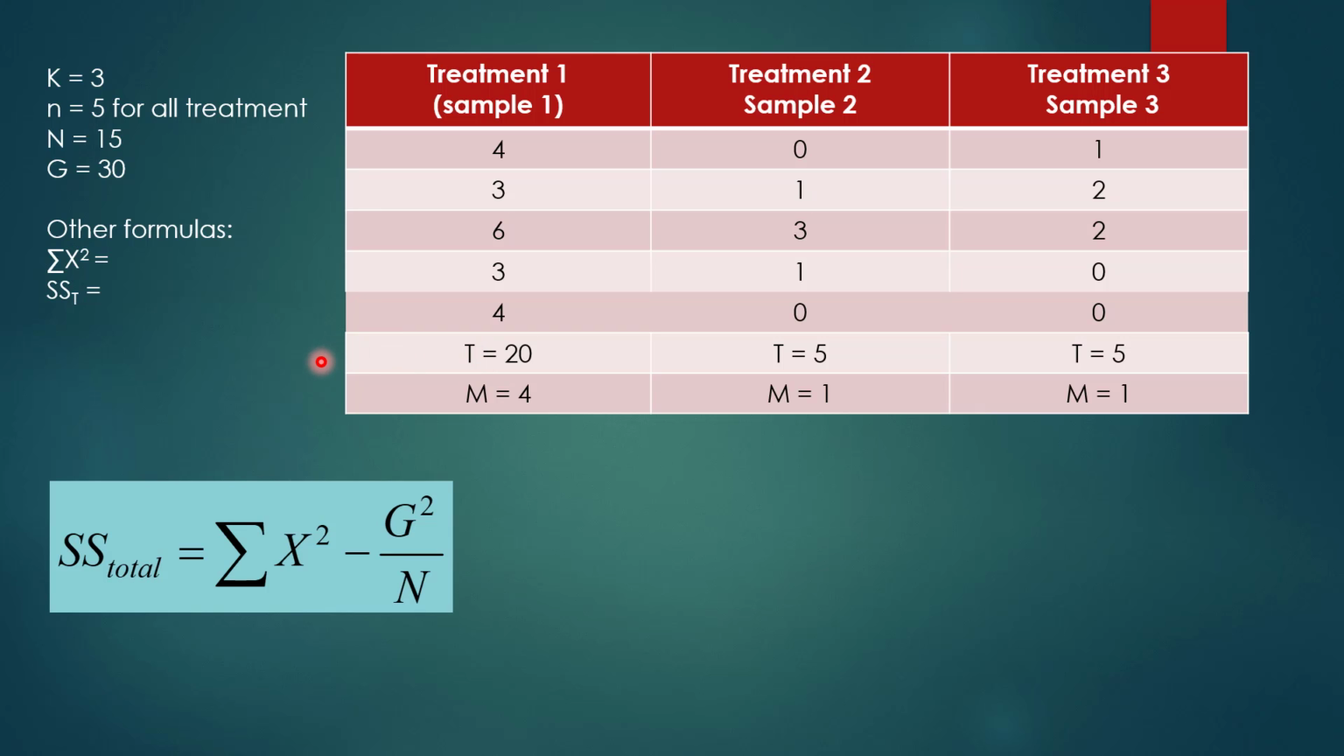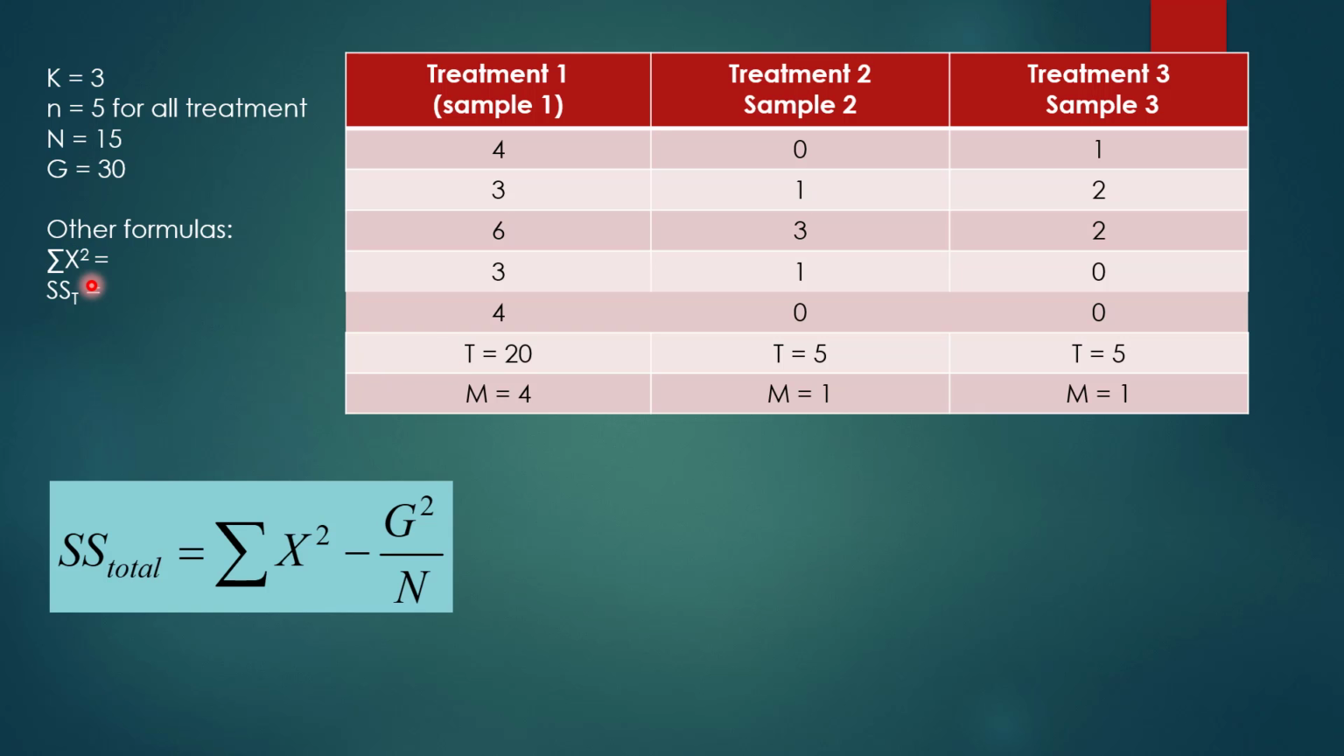All right, so back to the example from the previous video. We know that K is 3, meaning we have 3 different treatment groups. We have an n of 5 for each treatment, so that small n is the number of individuals in a given treatment. The big N is the number of individuals in the entire experiment. G is the grand total of all scores in the study, which is the sum of T. And T is like our sum of X, so it's the total in a treatment group.